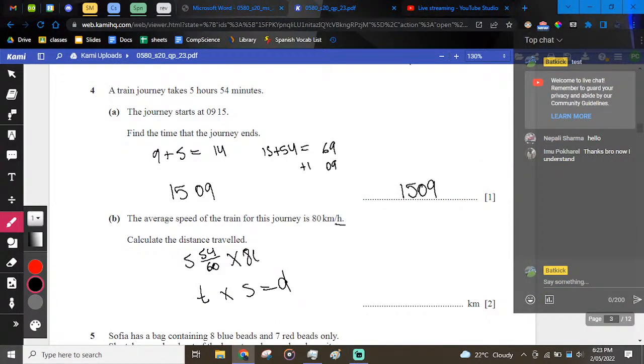Right. Time times 80 speed. On a calculator, you can have a funky button for mixed numbers, or you can turn that mixed number into a fraction if it suits you. Times 80 gives 472 kilometers.